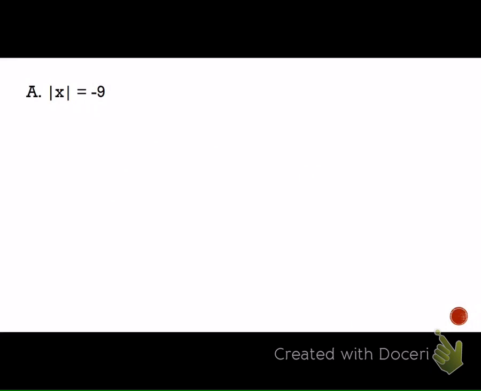So, here's our first equation. Write this down. I want to find the values for x that would give me an answer when I take the absolute value, I would get negative 9. What numbers have an absolute value of negative 9? You all look very confused. Why are you confused?